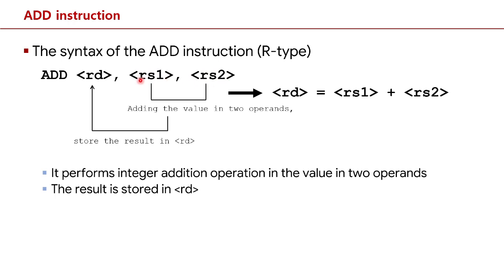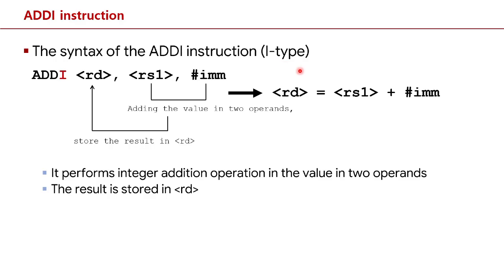RS stands for source register. RS1 is source register 1, and RS2 is source register 2. The syntax of this instruction can be represented using this kind of code, that is, add the values of RS1 and RS2. The result will be stored in the destination register. Since the instruction has a register as the second operand, it is recognized as an R-type assembly instruction.